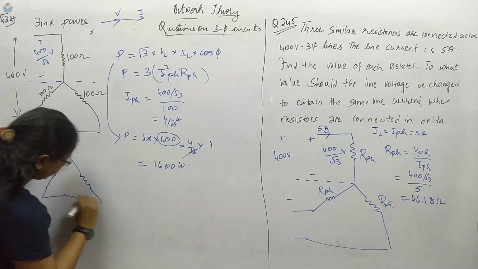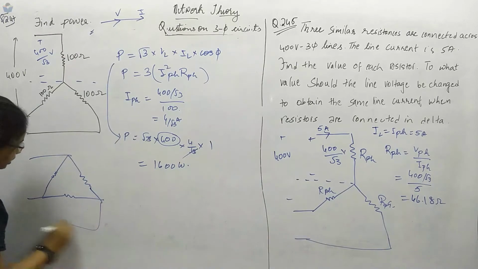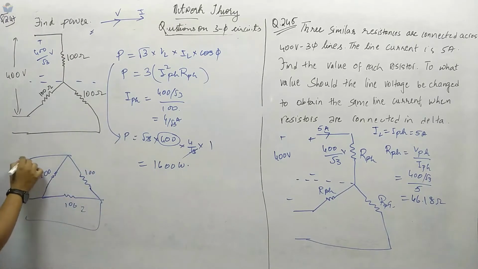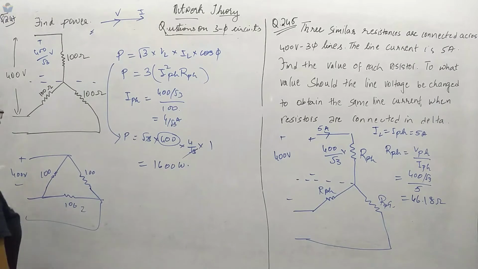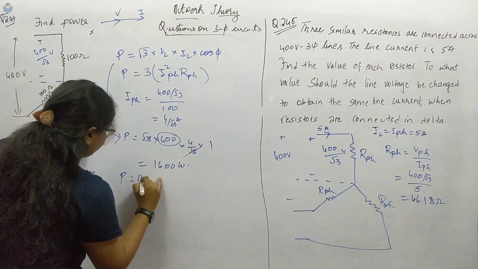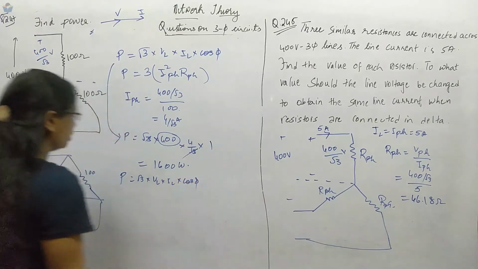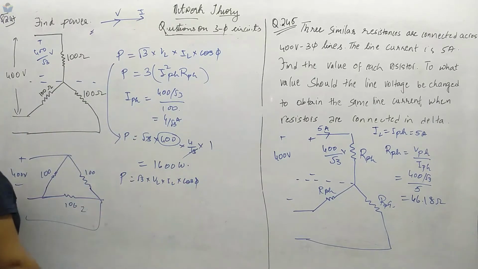Now this is delta connected, with the same value of resistors, 100 ohm each. This is 400 volts. Now how do you calculate this one? P is equal to again root 3 times VL into IL into cos phi. Cos phi is 1 again. So VL is 400.